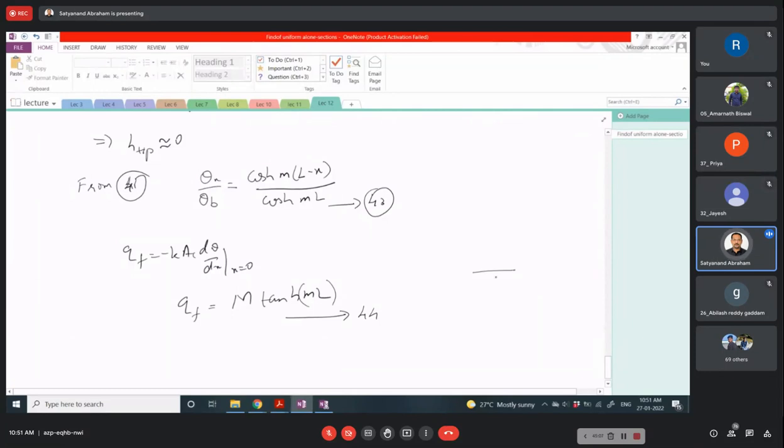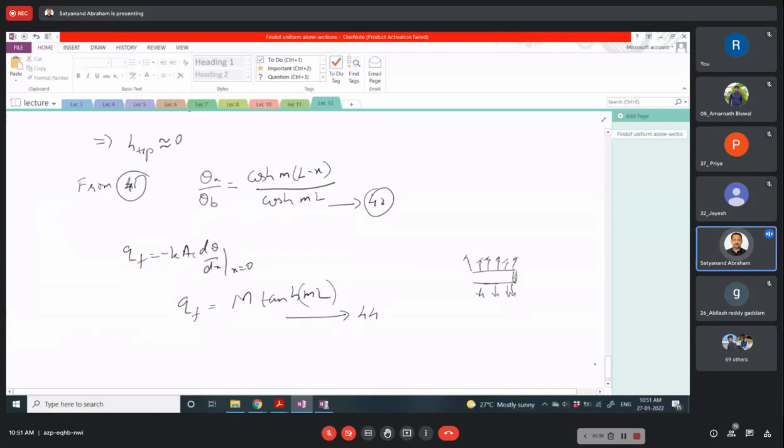That means there is no convective heat transfer from the tip. Whatever the heat transfer from the surface area, excluding the tip, this is what we are going to see. That is going to be the convective heat transfer from a fin with adiabatic tip condition.